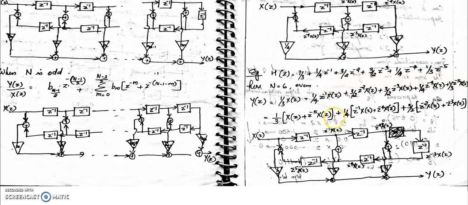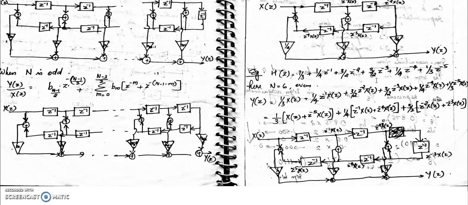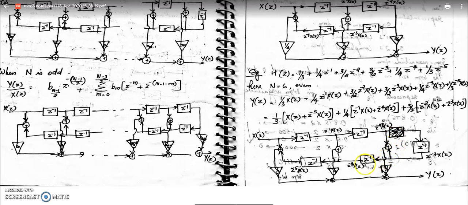Now let us see what is the difference. In this, we have to write the equation as such, that is h of z is equal to y of z by x of z, then x of z will be cross multiplying it with all the terms, so you'll get x of z like this, and you have to check whether it is linear phase, that is 1 by 3, 1 by 3, 1 by 4, 1 by 4, 3 by 2, 3 by 2. That is h of 0 is equal to h of 5, h of 1 is equal to h of 4, h of 2 is equal to h of 3. If you get like this, it is linear phase, and you can implement it using this equation.